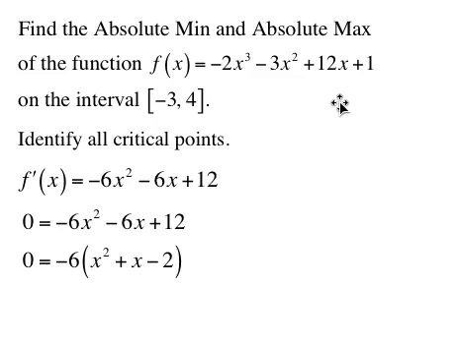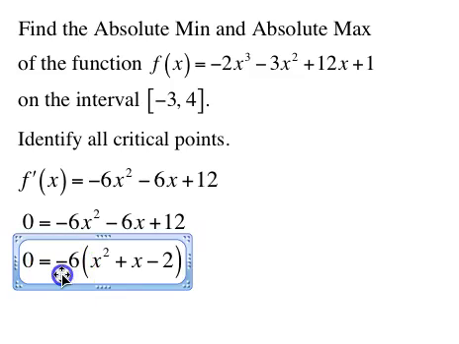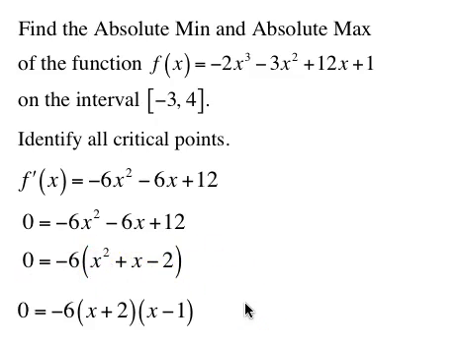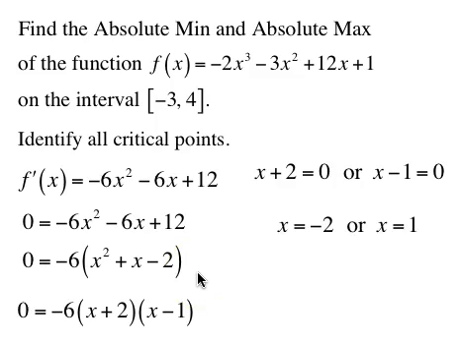Factoring out a -6, -6x squared divided by -6 is x squared. -6x divided by -6 is plus x. 12 divided by -6 is minus 2. And then factoring this, that will give us x plus 2 times x minus 1 equals 0. -6 can't be 0, so either x plus 2 is 0 or x minus 1 is 0. We get critical values of x is -2 or x is 1. Are they in the interval? We are going from -3 to 4. -2 is between -3 and 4, and 1 is between -3 and 4.